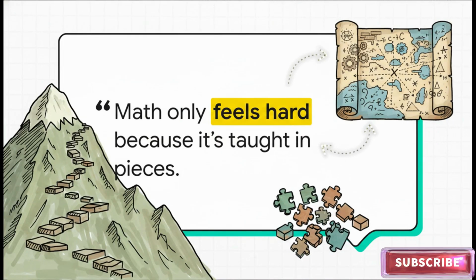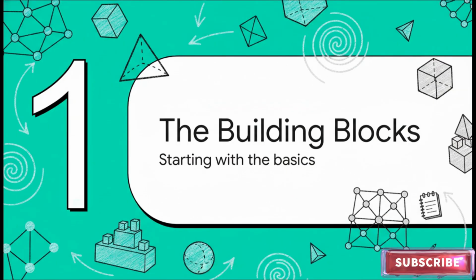And this right here, this is the core of the problem, isn't it? So many of us feel like math is this impossible mountain we have to climb. But what if I told you it's not? The issue is we usually learn it in these little isolated chunks, and we never get to see the whole map. Well, that's what this is. This is the map. So where do we even begin?